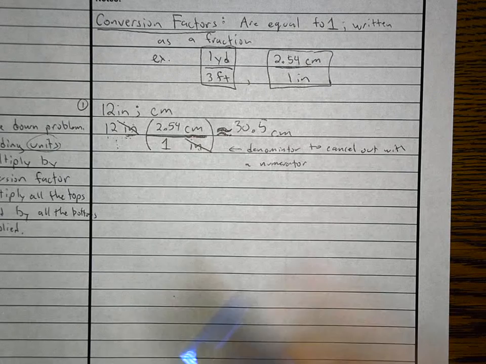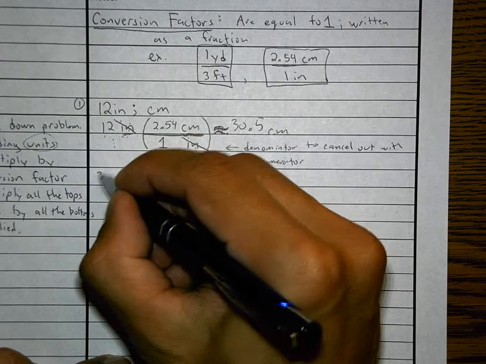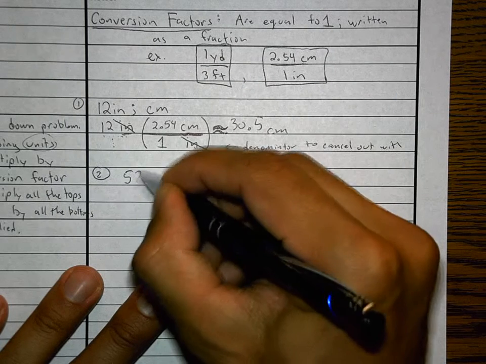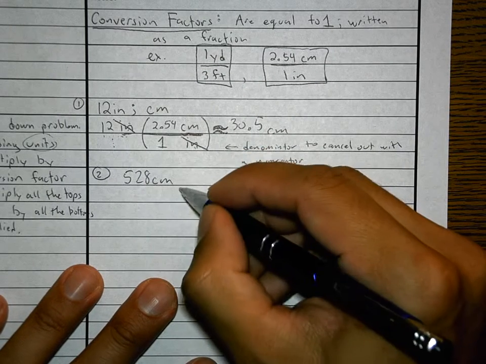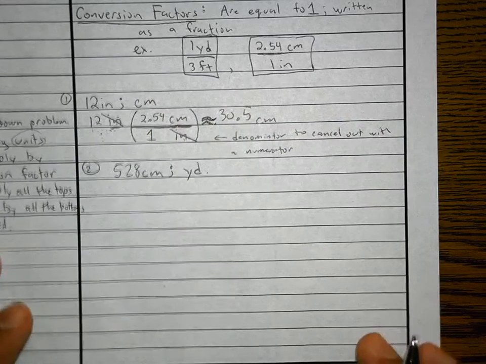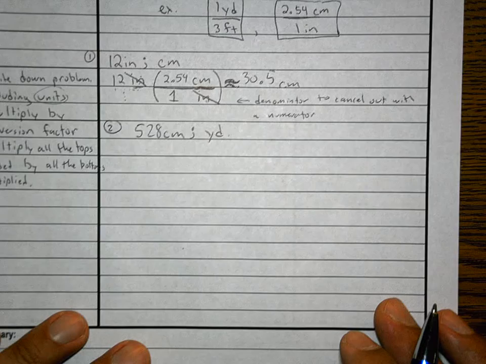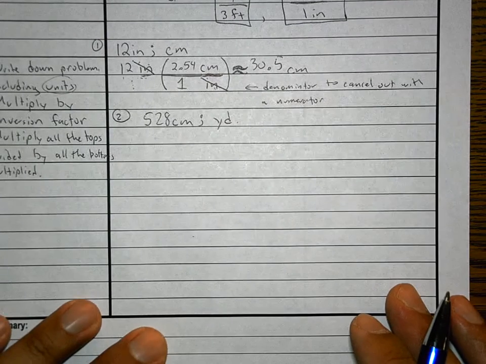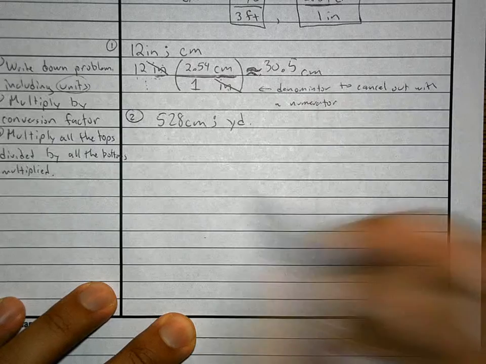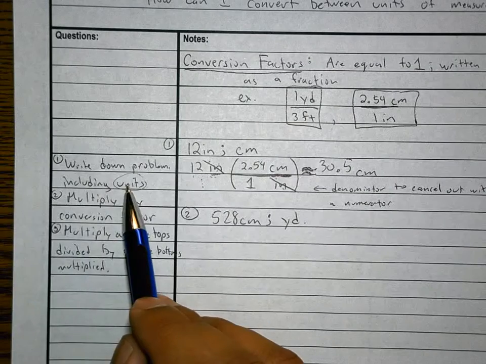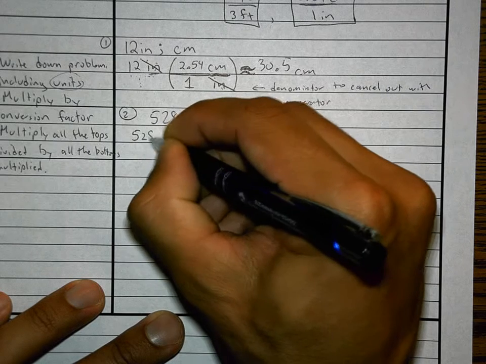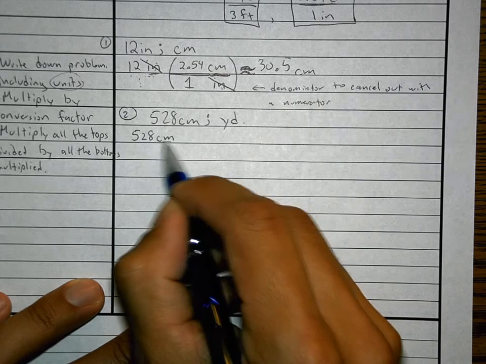Let's do a harder one. Number 2. 528 centimeters to yards. So, first thing I'm going to do, write down the problem including the units. 528 centimeters is the very first thing I write down, with the units, centimeters.